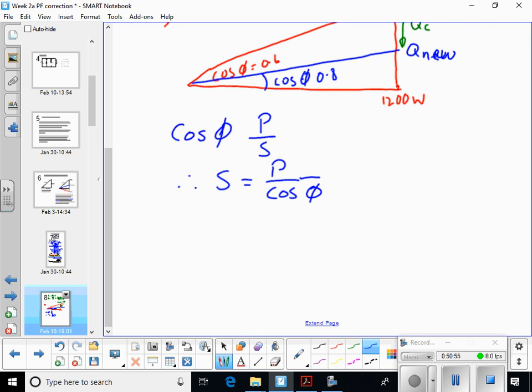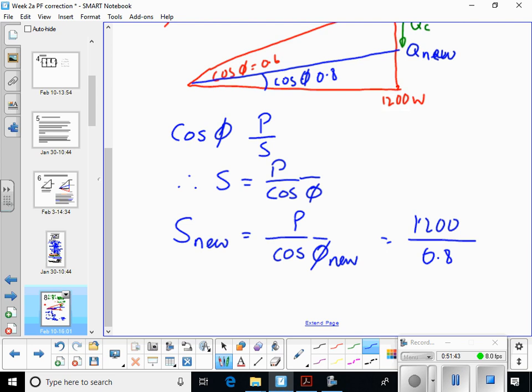That will allow us to find what I'm going to call S new. It must be the power, which doesn't change, divided by the cosine of the new power factor, 0.8. Let's just write that: power over cos of the new angle. Yeah, that's 1200 over 0.8. What we're now finding is the new apparent power we'd get if we move this power factor, or cos, to 0.8.